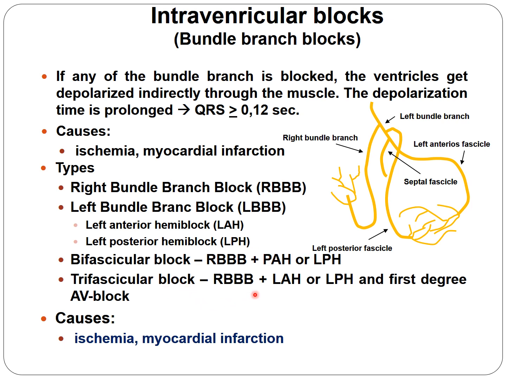Trifascicular block is when we have a right bundle branch block, plus a hemiblock, plus an AV conduction abnormality, so a first degree AV block. Very similarly, ischemia and myocardial infarction cause these blocks. The conducting system is very sensitive to ischemia. This is why ischemia plays a hugely important role in the development of these bundle branch blocks.